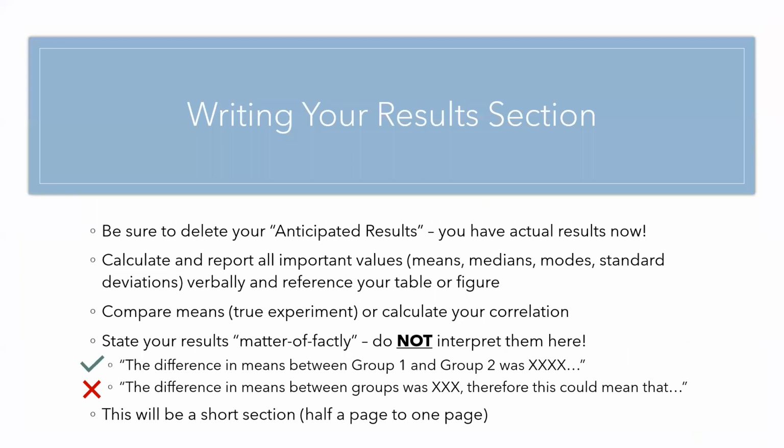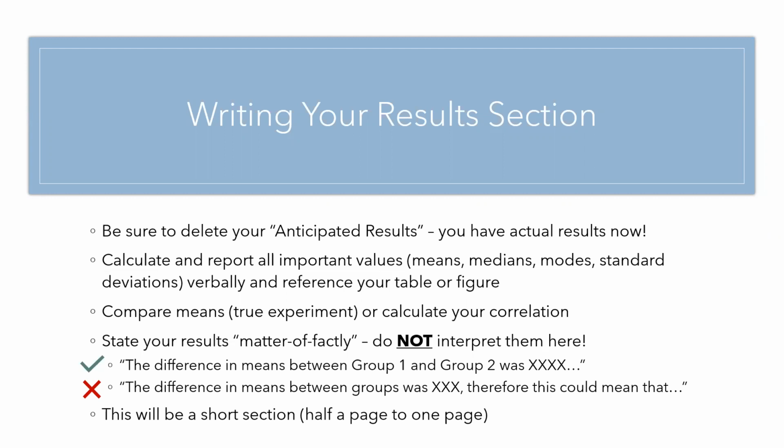So we're at the end of this section, and I just wanted to speak briefly about the mechanics of actually writing your results section. First, be sure to delete your anticipated results. We don't want to have both of those sections. You have your actual results now. When you're writing your results, first report on all the important values you've calculated, e.g. your means, medians, modes, standard deviations, verbally in text.